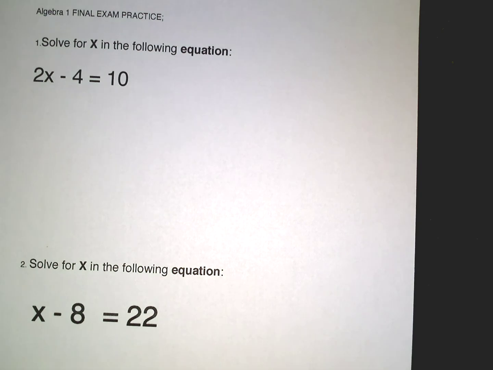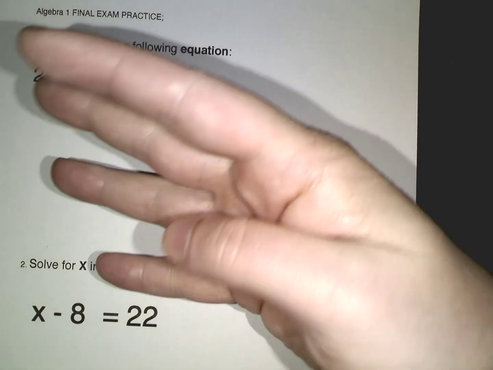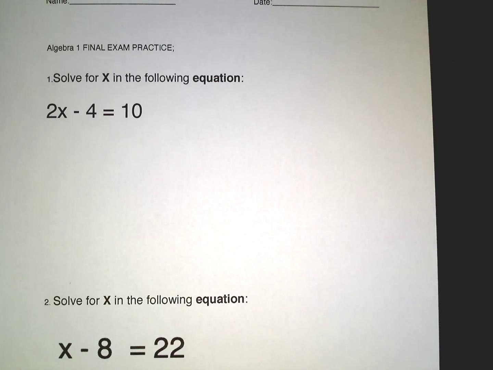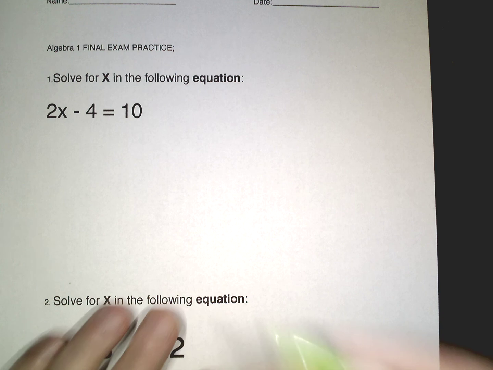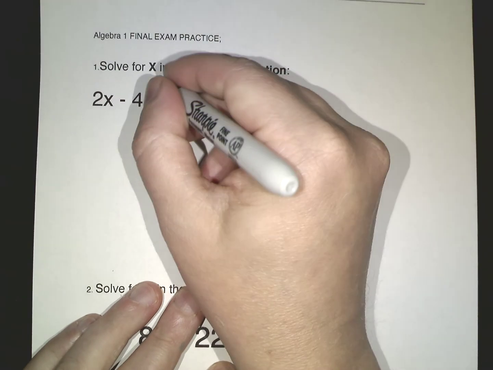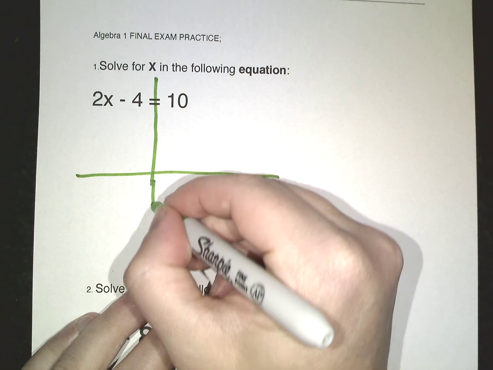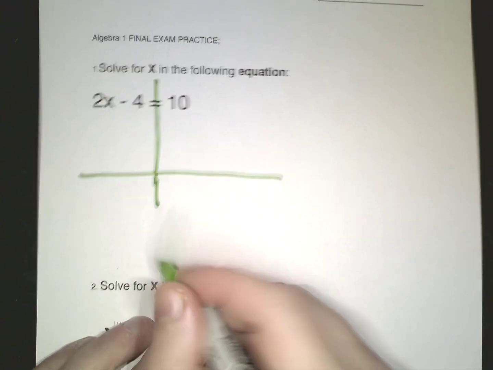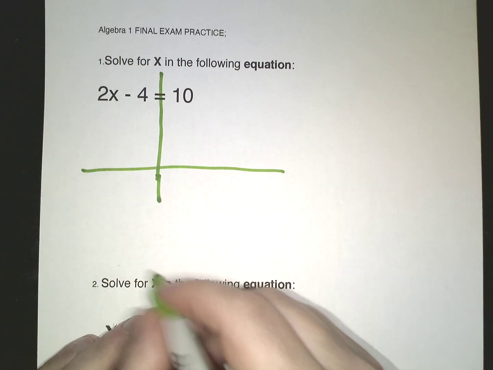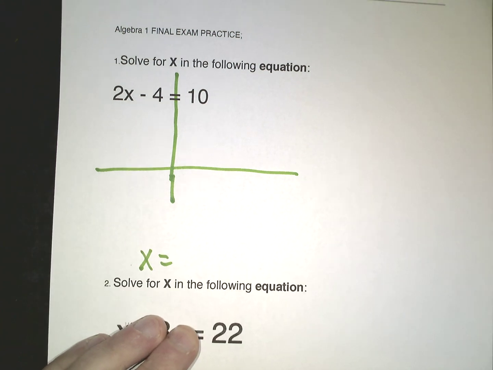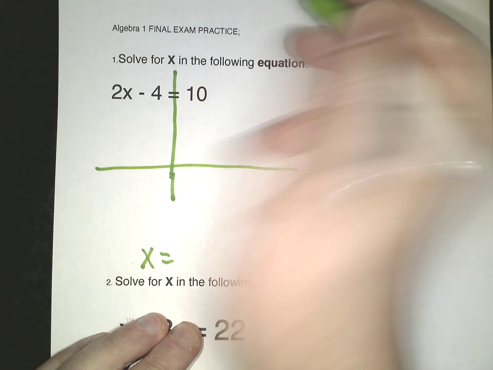The first 4 questions are basic solving for x algebra problems. The first one is a 2-step equation. If you remember 2-step equations, we always have to isolate the variable. We have to put x by itself. So my final answer is going to be x equals something. The idea behind algebra is to get everything away from the x.